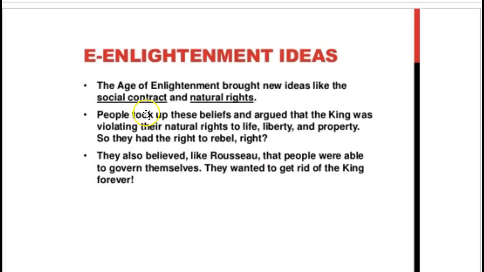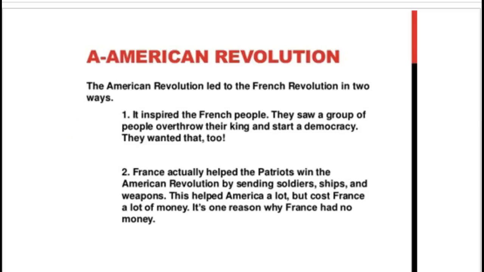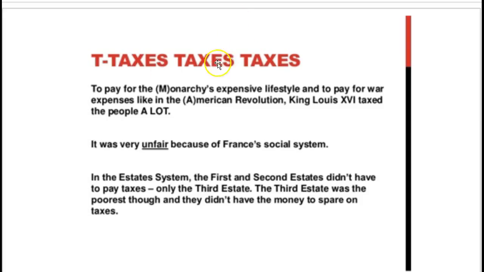E, Enlightenment ideas, social contract, natural rights. Got it? Get it? Good. A, American Revolution. Enough about that. We've talked about that. And then T, taxes, taxes, taxes. All right. So there's another thing to remember if you have an essay on this.